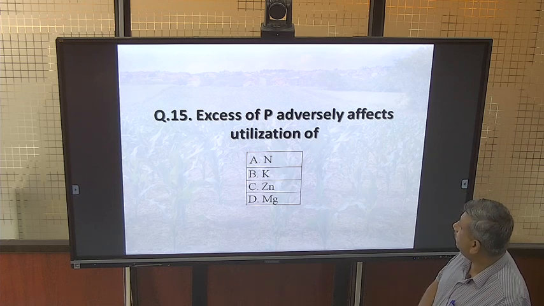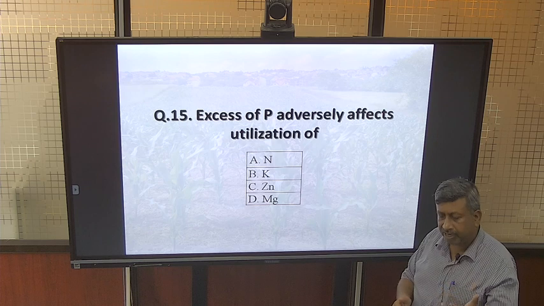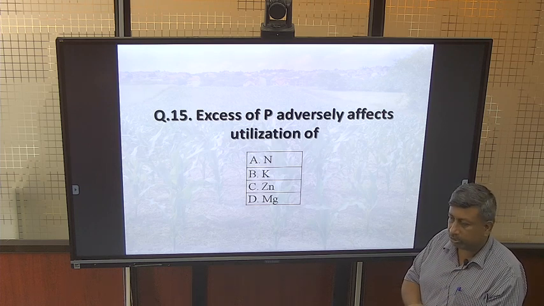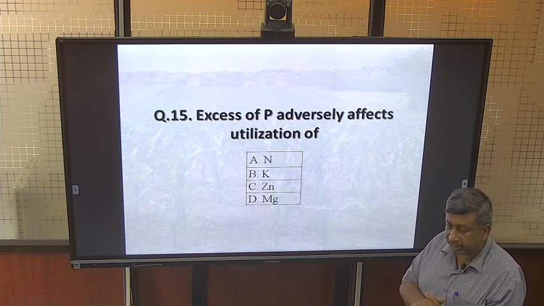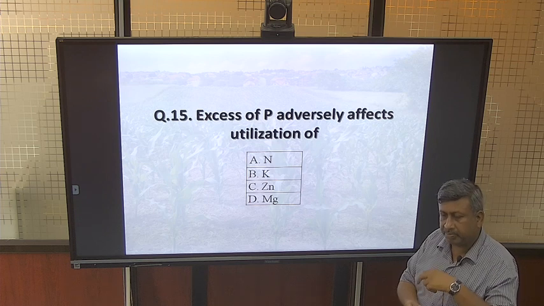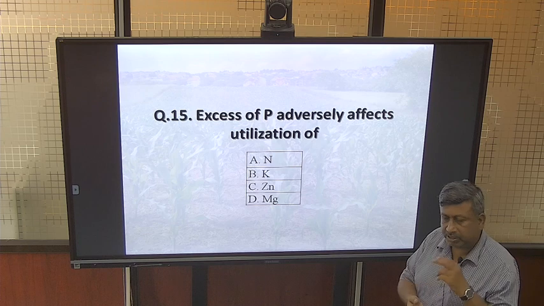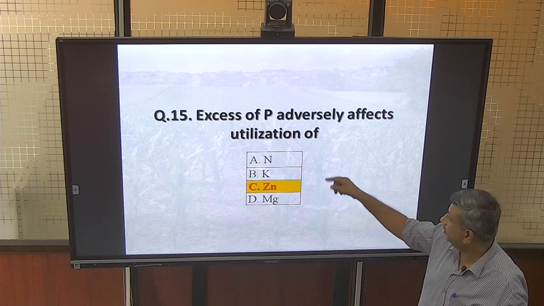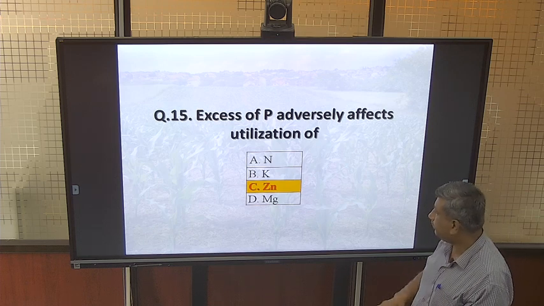Then, excess of P adversely affects utilization of which nutrient? When we apply phosphorus in excess amount, which nutrient availability becomes poor to the plant? There is an antagonistic relationship between phosphorus and zinc. Whenever we apply a high amount of phosphorus, zinc absorption is reduced. When we apply zinc, phosphorus is reduced. There is a zinc phosphate compound, and it is an insoluble compound. That is why there is a negative relationship between phosphorus and zinc.